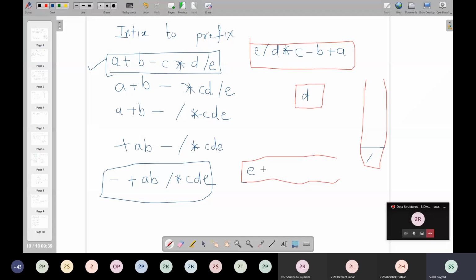Next thing that I scan is multiply. What is multiply? Operator. So this multiply's precedence will now be checked with the precedence of division. Both are having equal precedence, and in equal precedence, we all know that here we are going to perform push. That is step number 3. So this multiplication will now go on our stack.